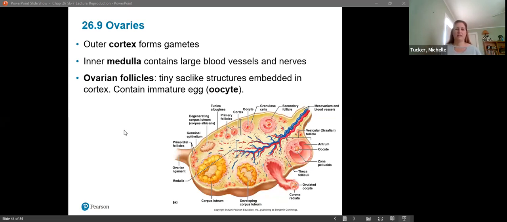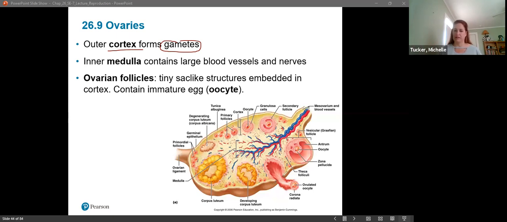Okay, so there is this fibrous capsule, and then the cortex is where gametes form. So the cortex is going to contain the follicles. The medulla is going to contain blood vessels and nerves. The follicles develop in the outer cortex, and this makes sense because they're going to have to be released from the outer surface during ovulation.